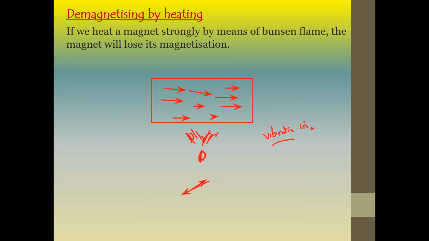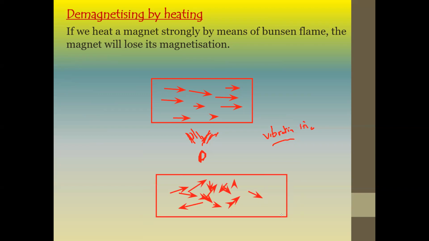As the domains start to vibrate, this vibration causes the domains to be random. And as they become random, it means the material will be demagnetized. But whenever we are demagnetizing a material, we should always place the material in the east and west direction. Why not north and south? The earth, this is east, west, north, south according to earth.